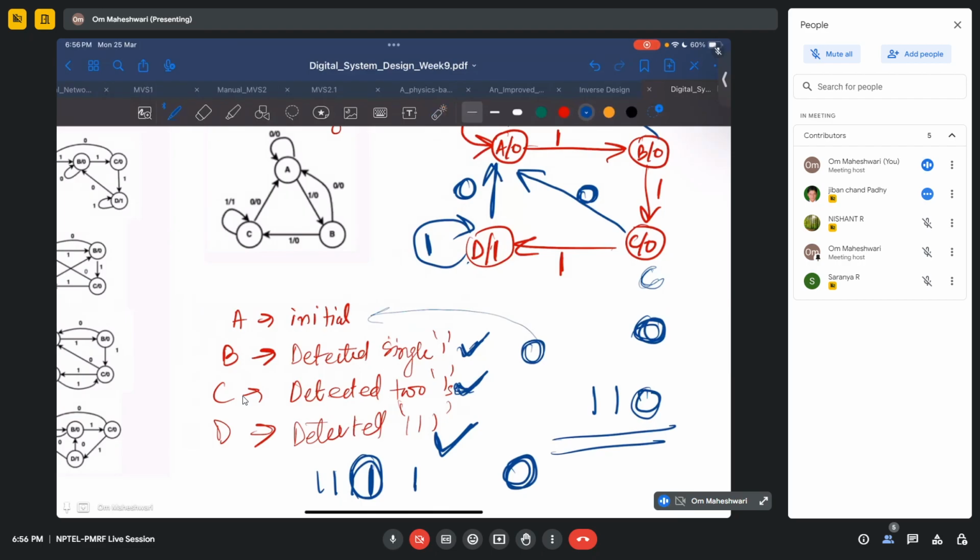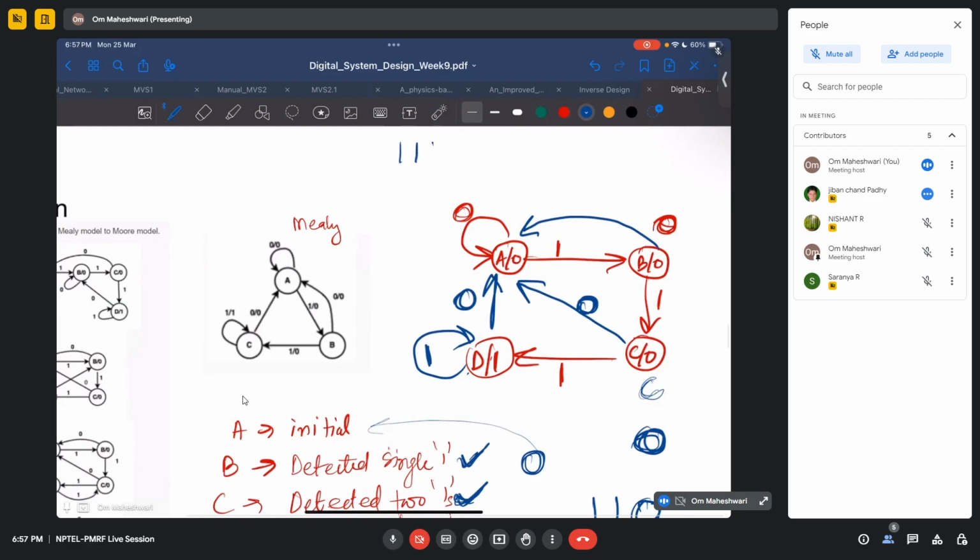If you keep on getting ones, in input 1 1 1 1 1 1 1, let's say your output will be 0 0, it will still remain 1 1, like this, right? So if you keep getting ones after detecting three ones, it should remain here.